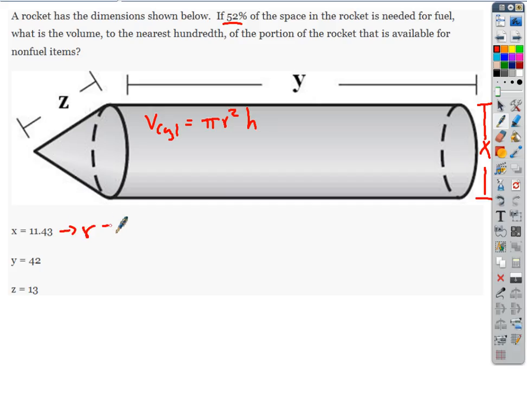Well, just 5.715, sorry, 5.715 is the radius. So we can plug that in, and that's an easy thing to calculate then, isn't it? We can just plug those numbers in. Pi times 5.715 squared times the height, which is 42. Agreed? Calculator work, no big deal.